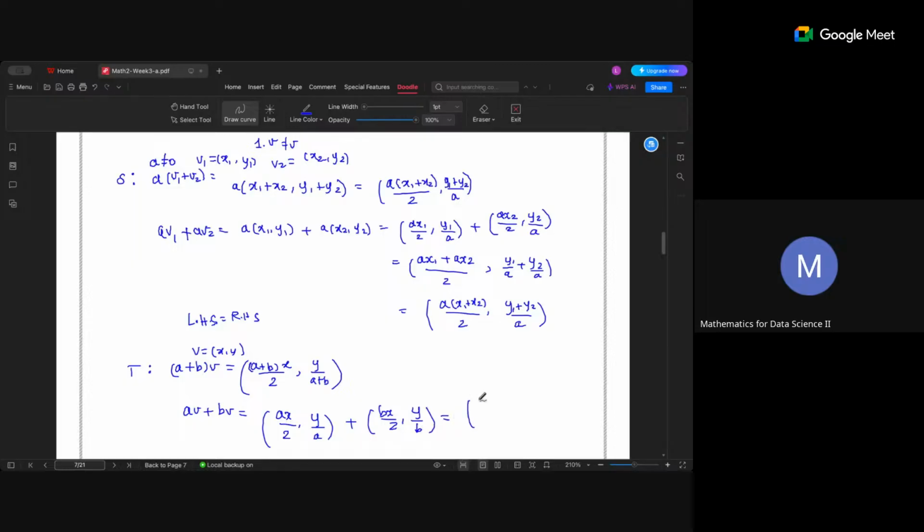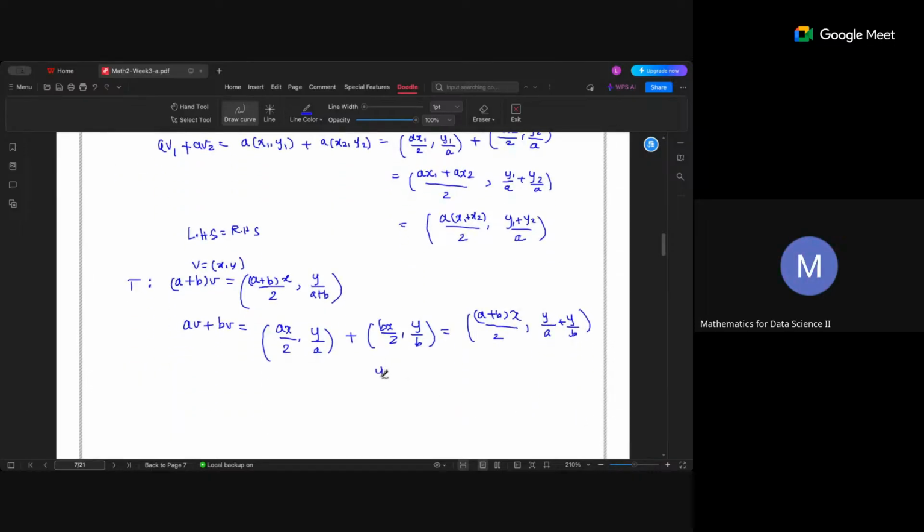So you get (a plus b) times of x, straight away I'm writing this simplified expression, and then y by a plus y by b. Is the second coordinates the same? No, you see that y by (a plus b) is not the same as y by a plus y by b, right? So you see that LHS is not equal to RHS. So T fails.